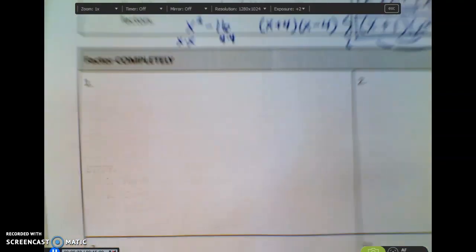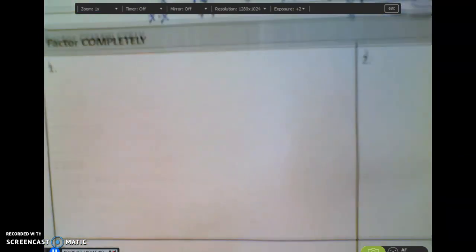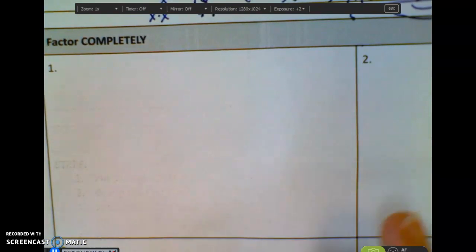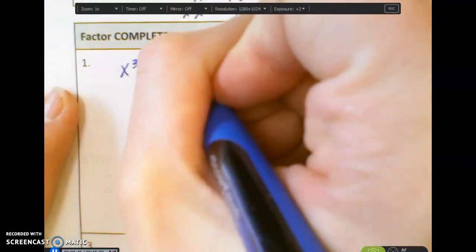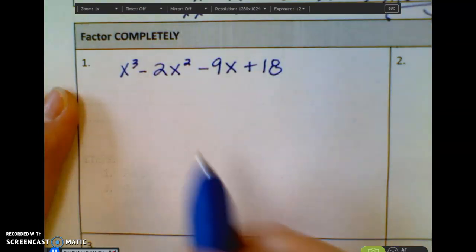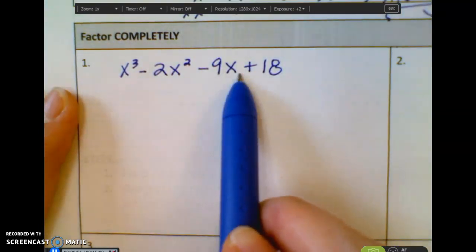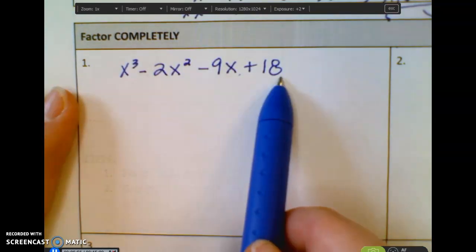Well, we're just going to practice this. So our instructions are factor completely. Here we go. Problem number 1. Let's do x cubed minus 2x squared minus 9x plus 18. First, we check all 4 terms. Is there anything we can take out of every single term? A GCF here? No, there's not.